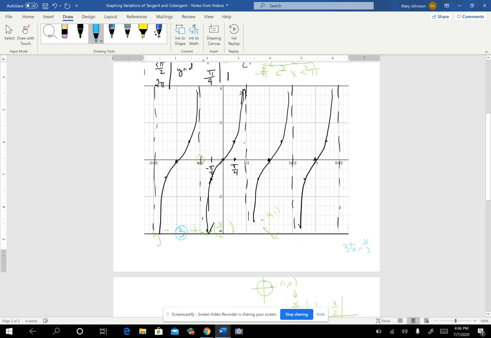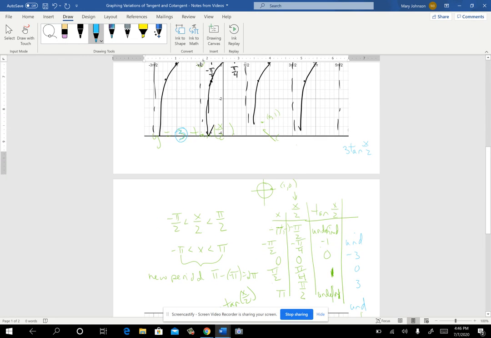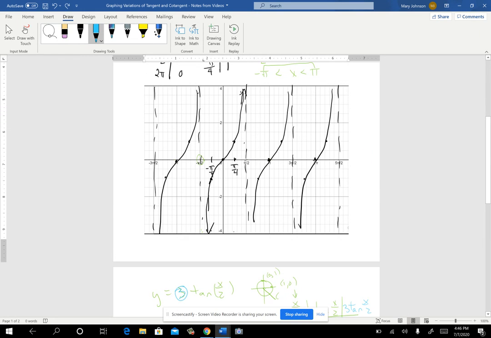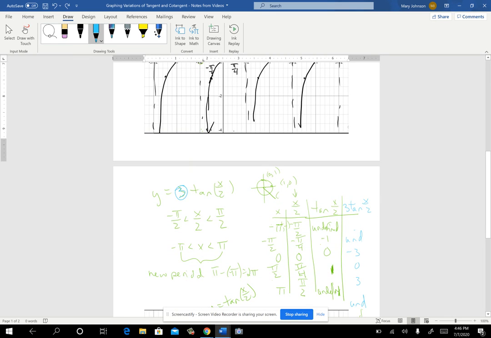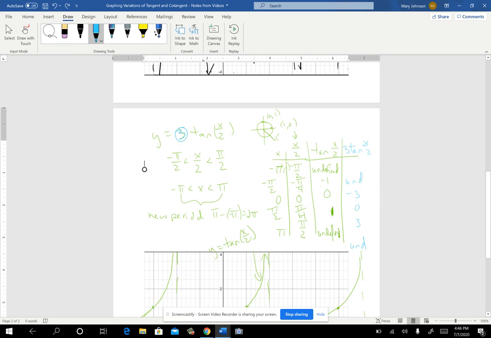Darn it. Let me undo. See if it'll undo. I want that moved up. Let me see if I can move that up real quick. It just stretches the graph vertically. Let's see if I can get that back where it was. There, good. Okay, it just stretches the graph vertically. Okay, so let's get that graph now.